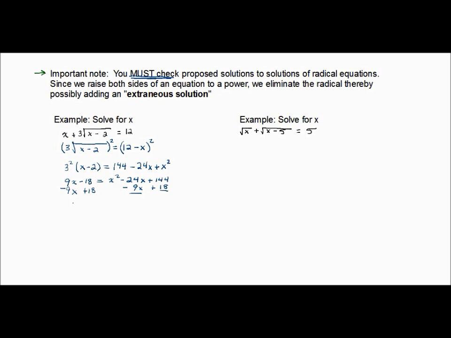we're going to get 0 is equal to x squared minus 24x minus 9x, which is minus 33x, plus 144 plus 18, which is plus 162. So we need to find factors of 162 whose sum is negative 33. So we think about this one.